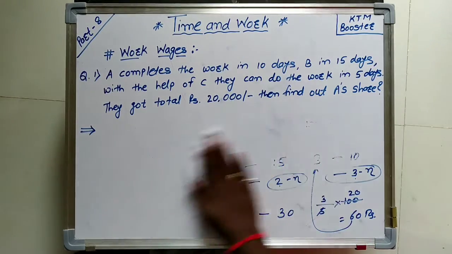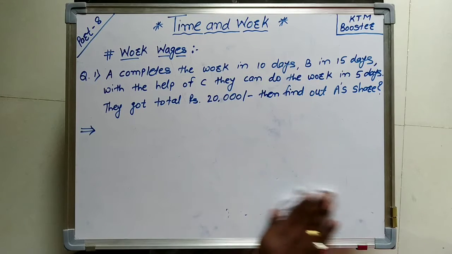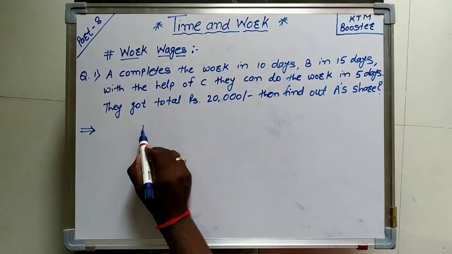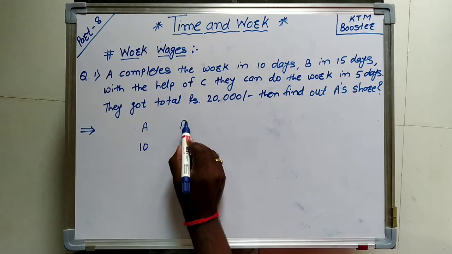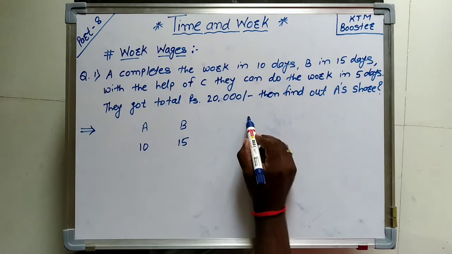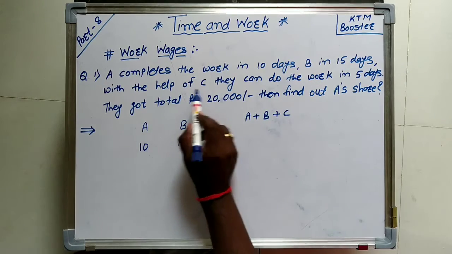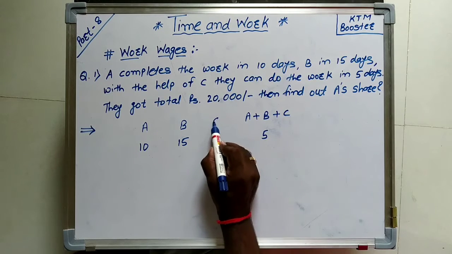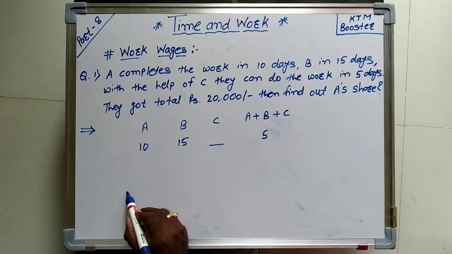Now we have the first question on work wages. A completes the work in 10 days, B completes the work in 15 days, and with the help of C, that is A plus B plus C, they can do the work in 5 days. We don't know in how many days C does the work.